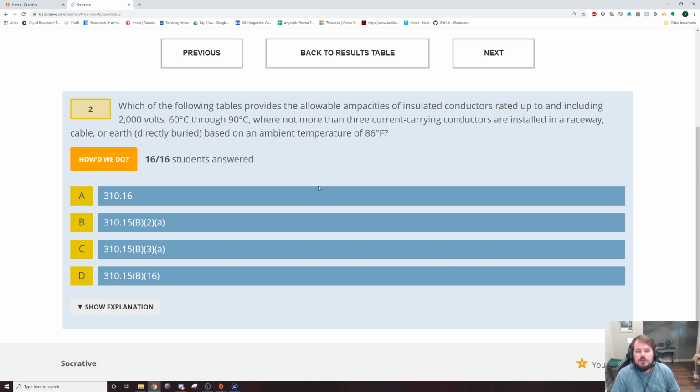Which of the following tables provides the allowable ampacities of insulated conductors rated up to and including 2000 volts, 60 degrees Celsius through 90 degrees Celsius, where not more than 3 current-carrying conductors are installed in a raceway, cable, or earth, based on an ambient temperature of 60 degrees Fahrenheit? We went over this table so much last class: 310.15(B)(16). If you do not have this table marked in your code book, mark it. This is one of the more important tables in the entire code book.